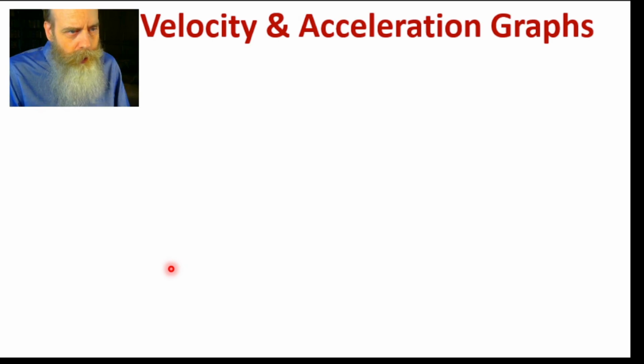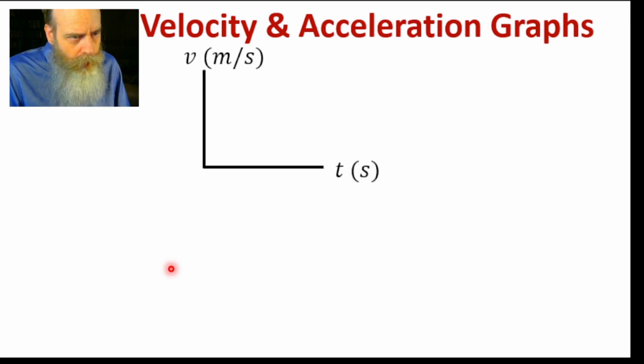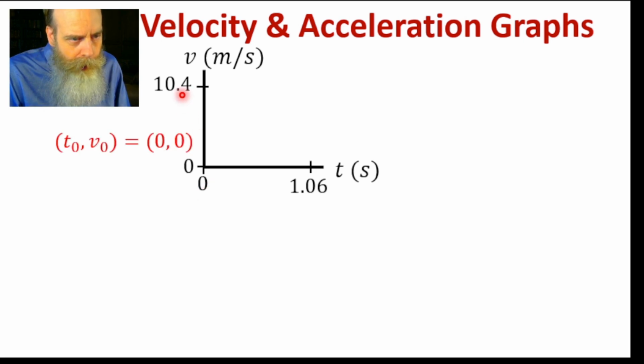Velocity and acceleration graphs. Let's draw a graph of velocity versus time. Time goes from 0 to 1.06 seconds. Velocity goes from 0 to 10.4 meters per second. So we know what the first point is. When t is 0, v is 0. So there's our first point.